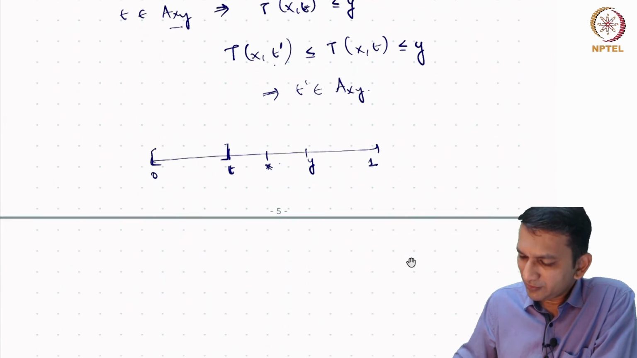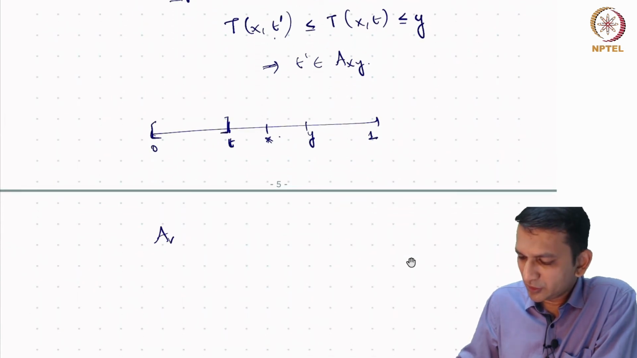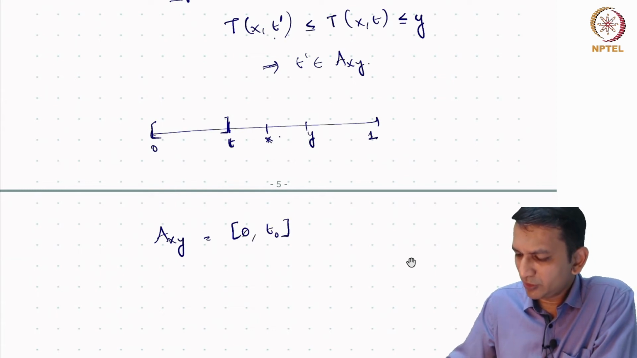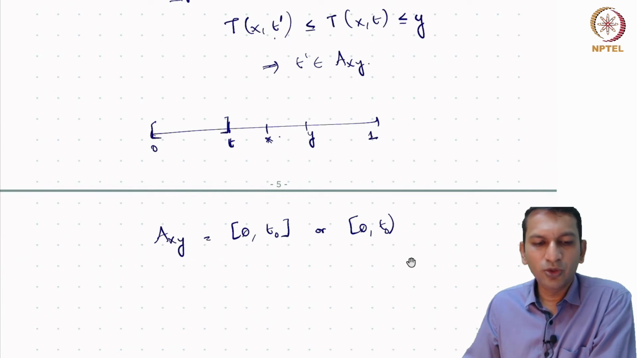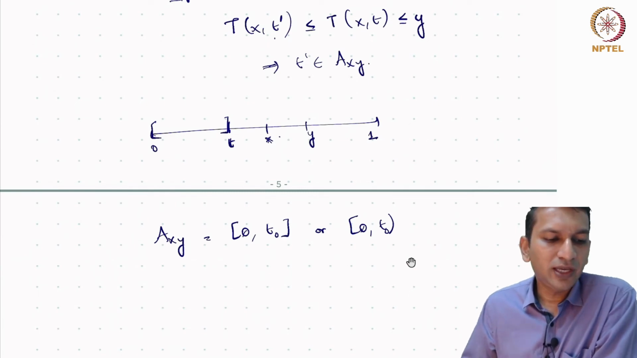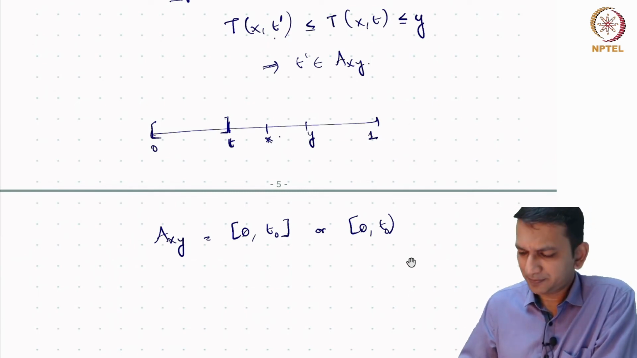So it can be shown, and we will see with some examples soon enough, that A_xy typically looks like this: for some t naught, either it is [0, t naught], or it is [0, t naught) open at t naught. So essentially A_xy is never empty.